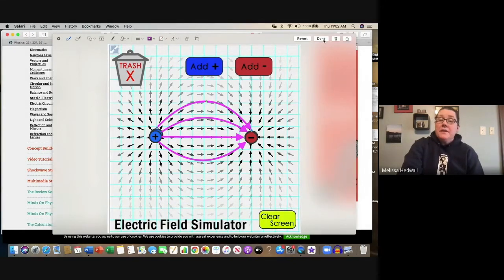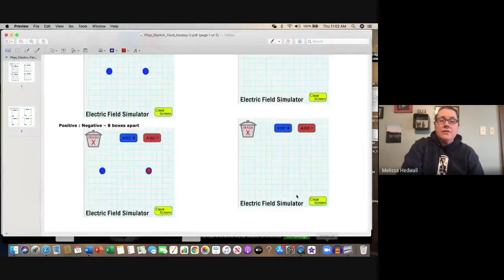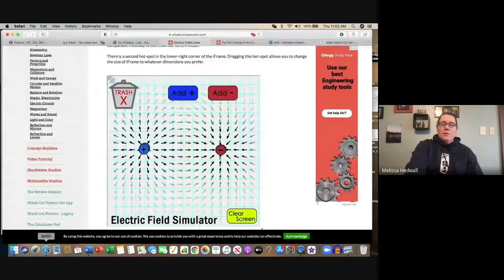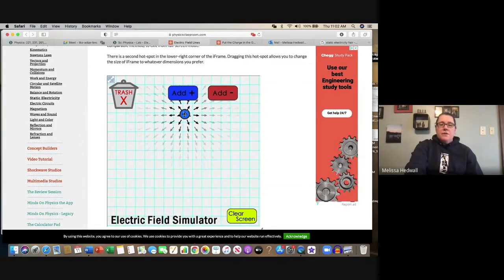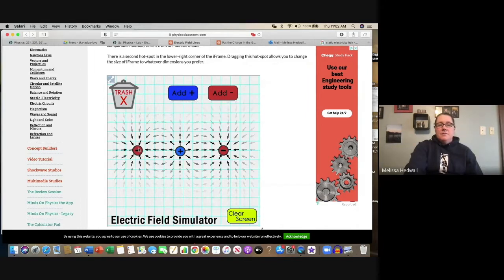The thing that'll happen then on the other two, so you have 4 of them on your page. On the other 2, it asks that you pick, it says to arrange any 3 or 4 charges and draw the results below. So you decide where you're going to put those. Ways that you can do this, well, I'm going to clear this. If you want, you can do a positive in the middle and a negative over here and a negative over here. That's one that's not too crazy to have to draw.